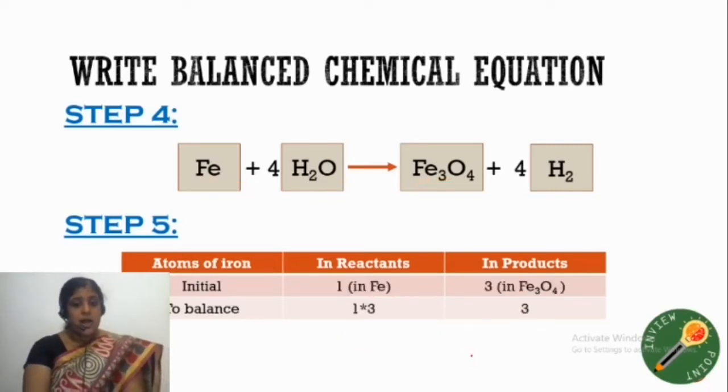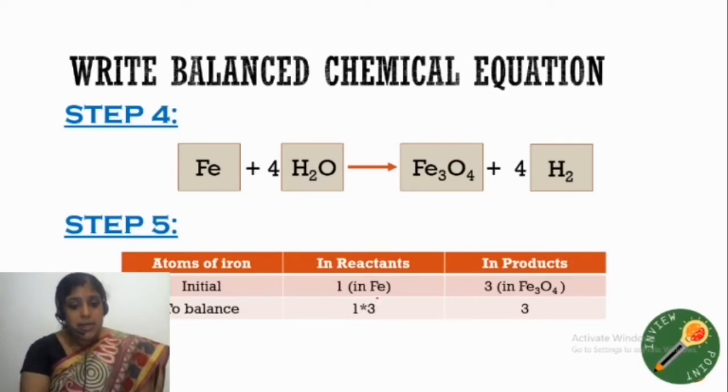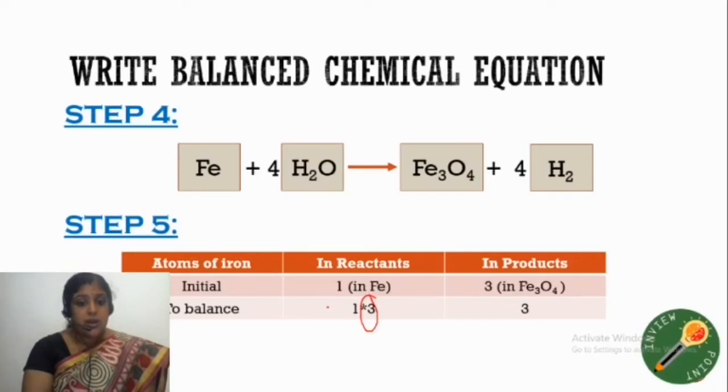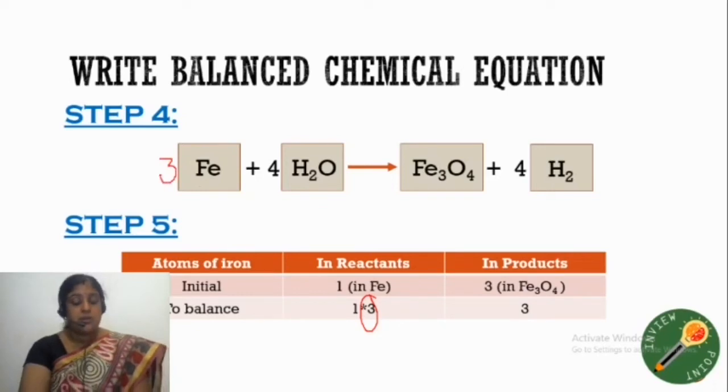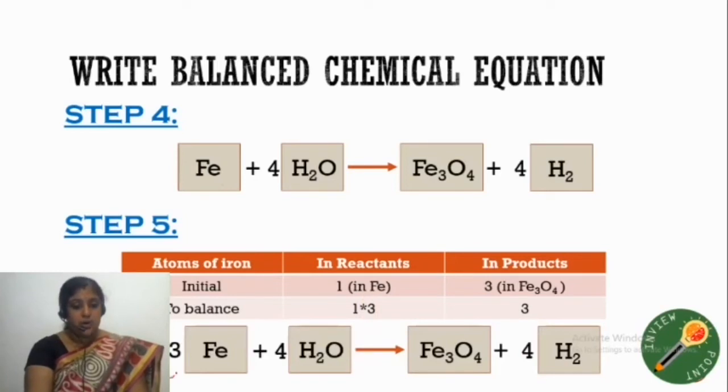Now the iron atoms in the reactant side and product side are equal, right? We are multiplying the value 3 in the reactant side. Iron is present as Fe, so write the value 3 outside the box containing the iron atom. The equation will become 3Fe plus 4H2O gives Fe3O4 plus 4H2. Is that clear, students? We have taken all 3 elements and made them equal, so the number of atoms in the reactant side and product side is equal.